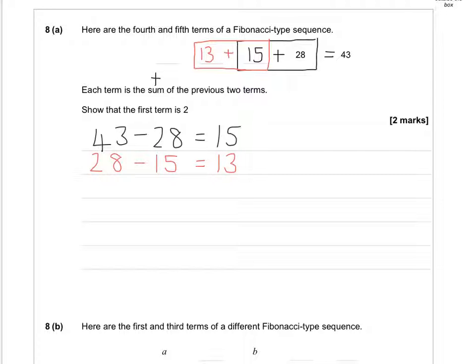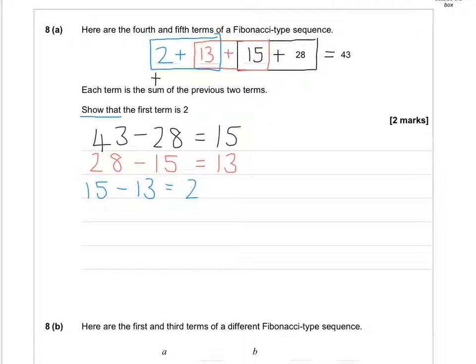And the last one then, so what I know is that these first two, when I add them together, give me the third number. So when I add together something and 13 to give me 15, clearly you can see it's 2, but I'll just show it because it does say, show that. So 15, take away 13, gives me 2. There we go, job done.